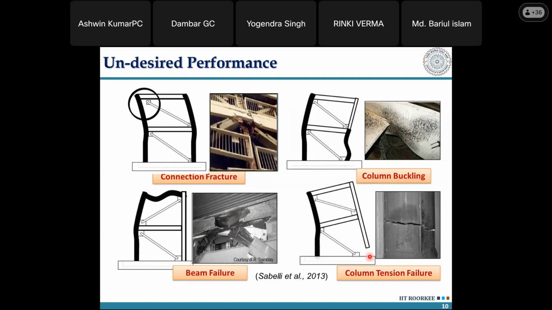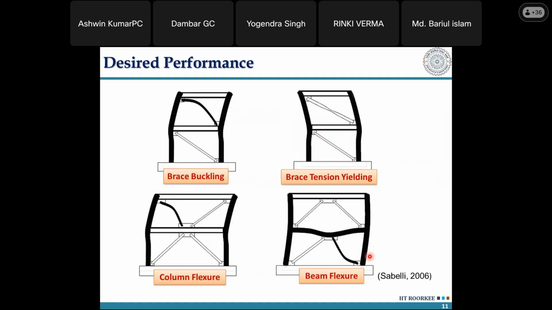Then there should not be any column tension failure or splice failure or base failure. I mean, nothing should happen to the beam or column or the connections. Anything and everything, nonlinearity has to happen in the brace under DB level, and under MC level, a little bit of yielding in the base of the column is acceptable.